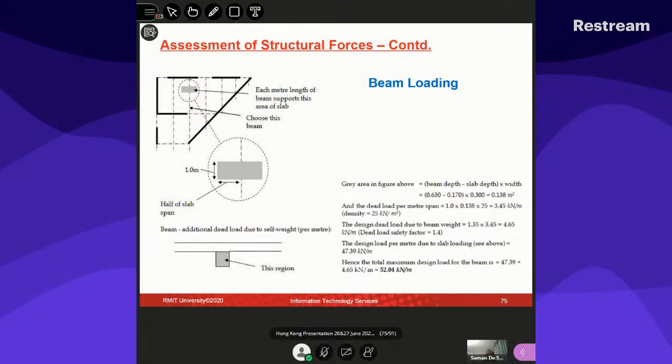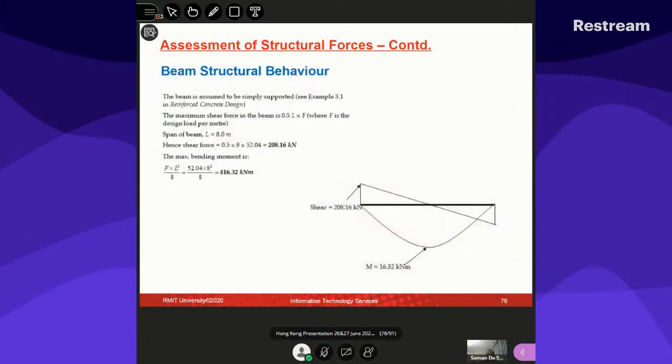There you go, 1 meter strip. So you had to run all the way through, and then see how that can be taken. So in this situation, the beam is designed as a simply supported beam, as you can see straight away, using WL squared upon 8.